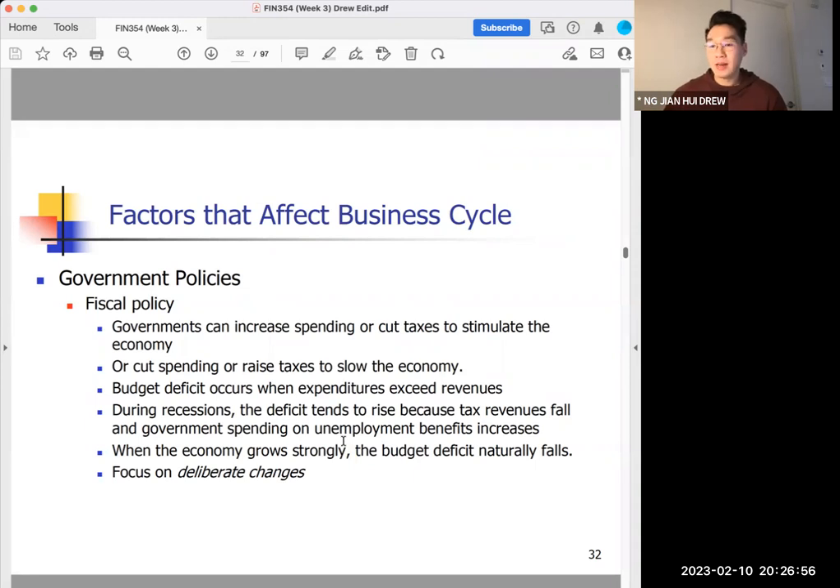We don't talk about discretionary items. Discretionary items include food, all these things that are necessary. So regardless of inflation, you do have to buy them.